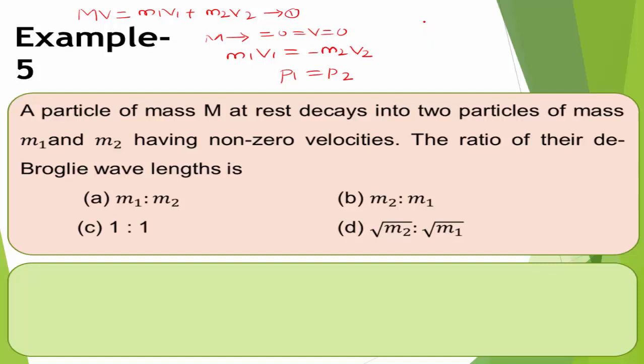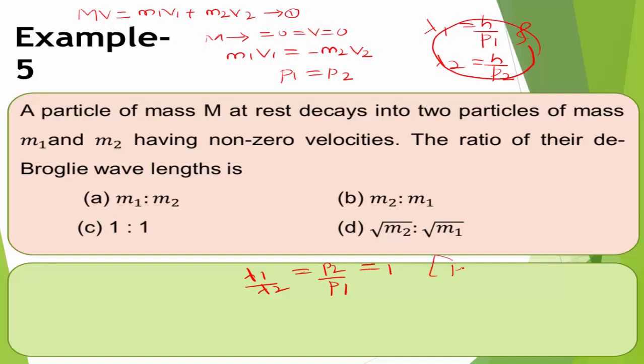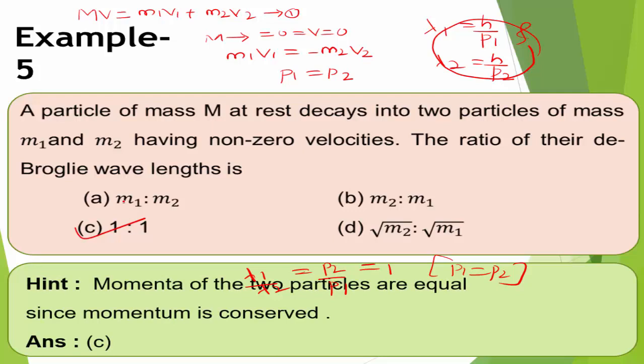From the de Broglie hypothesis, we know lambda 1 is equal to h divided by p1 and lambda 2 is equal to h divided by p2. Using these two equations, I can write lambda 1 divided by lambda 2 is equal to p2 divided by p1, which is equal to 1. Here p1 is equal to p2. Option C is the right answer. Momentum of the two particles is equal. Since momentum is conserved, option C is the right answer.